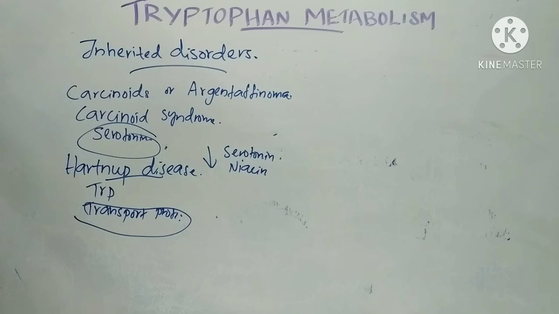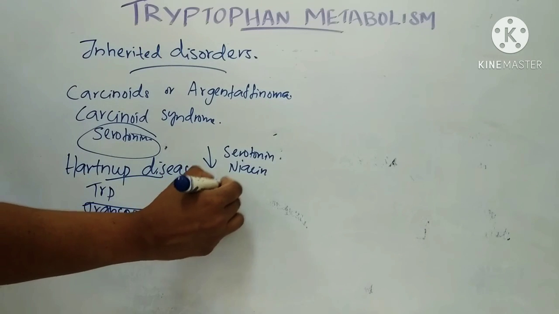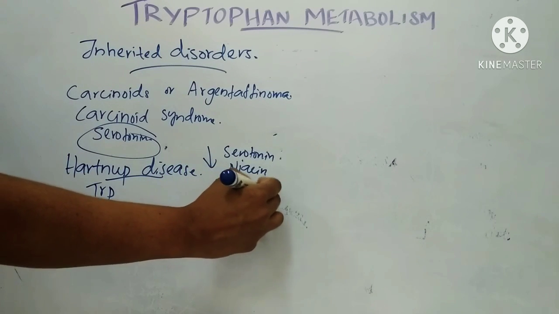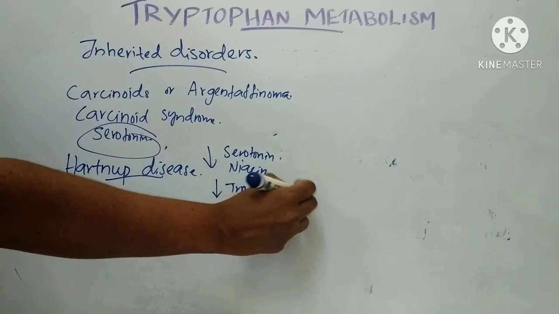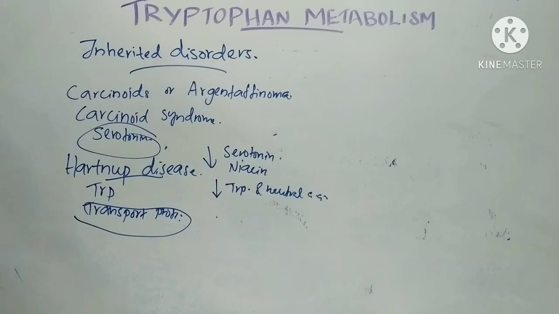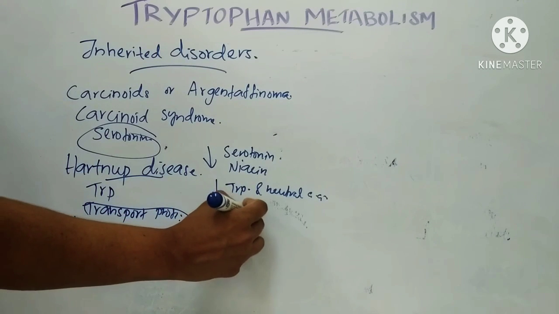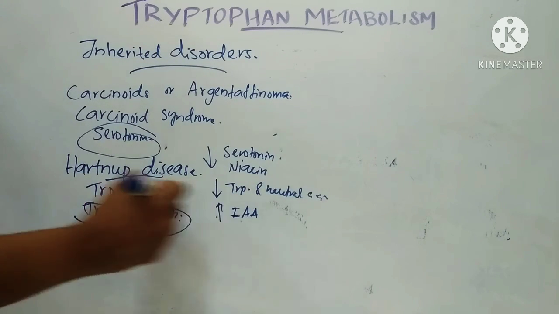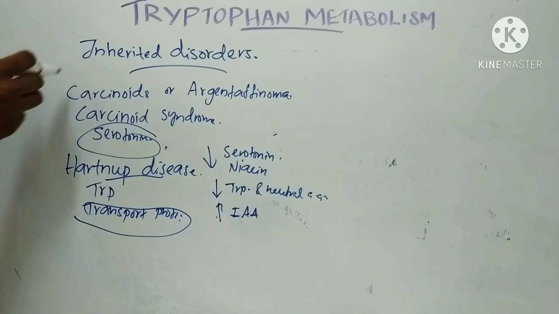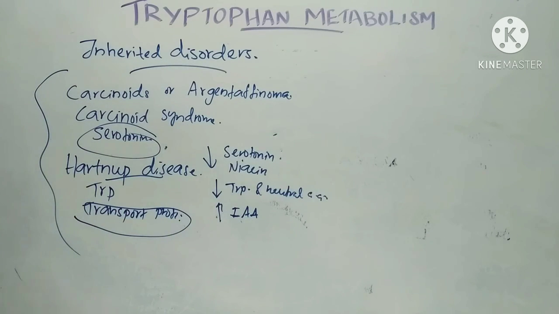Plasma level of tryptophan and other neutral amino acids will be reduced. Tryptophan is excreted in urine and in feces. Urine also shows increased amount of indole acetic acid. These are the inherited disorders of tryptophan metabolism.